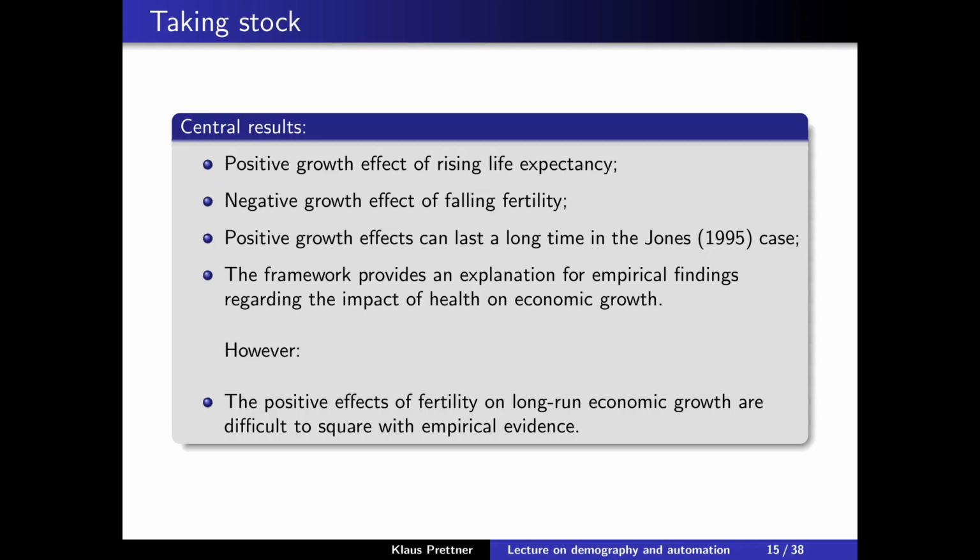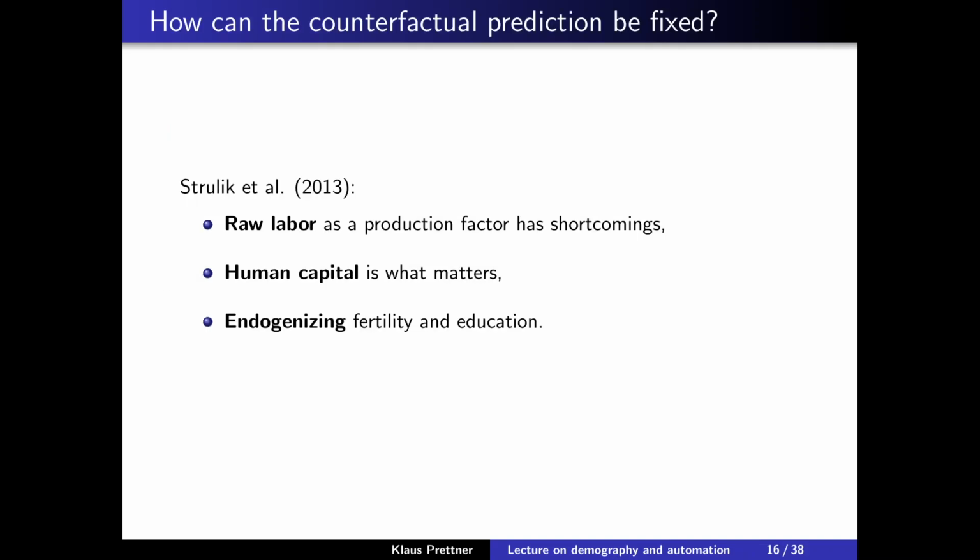However, there is also a positive effect of fertility on long-run economic growth in the Jones case. And this is more difficult to square with empirical evidence because across countries, high fertility is rather correlated with lower economic growth. And in the next few slides, I will try to adjust the semi-endogenous growth model in a way that it can also generate an inverse relationship between population growth and economic growth that is more in line with the empirical evidence, arguably. Now, how can we fix this counterfactual prediction?